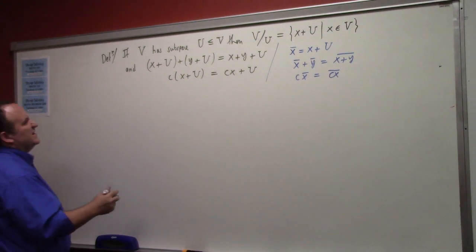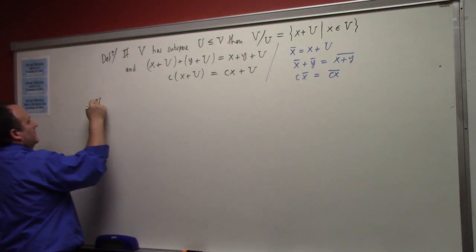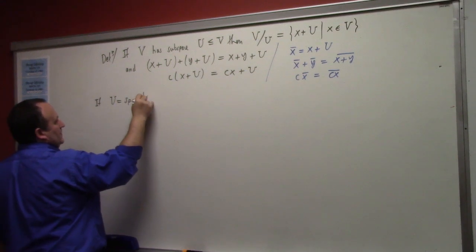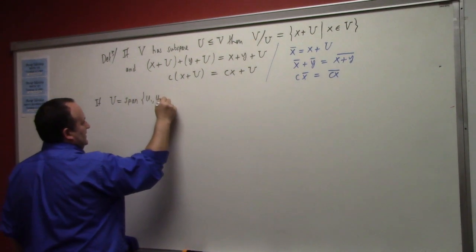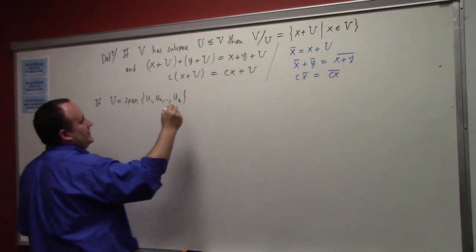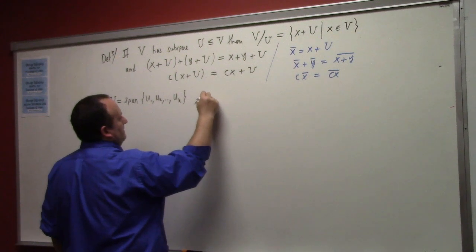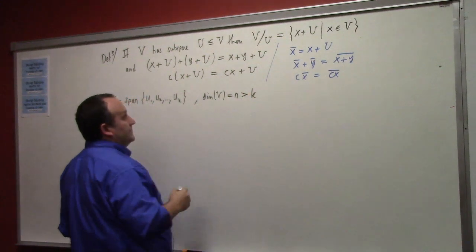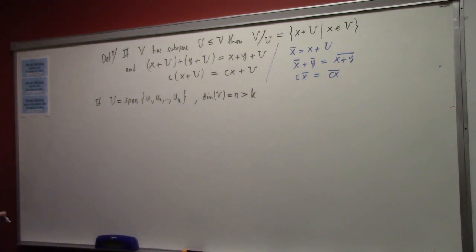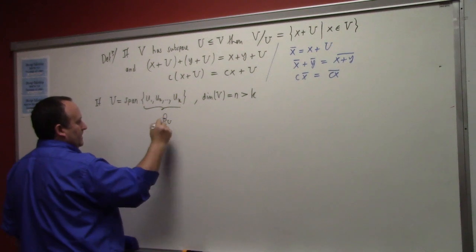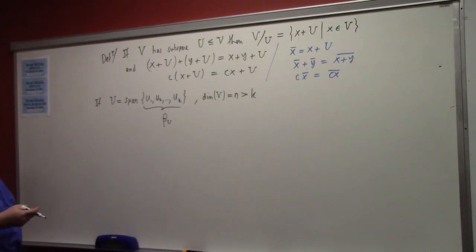So if U is equal to the span of u1, u2, dot dot dot, uk, for the sake of discussion, right? And the dimension of V is equal to n, which is, let's say, strictly greater than k. And let's suppose that this is a basis. This is a basis for U, okay?